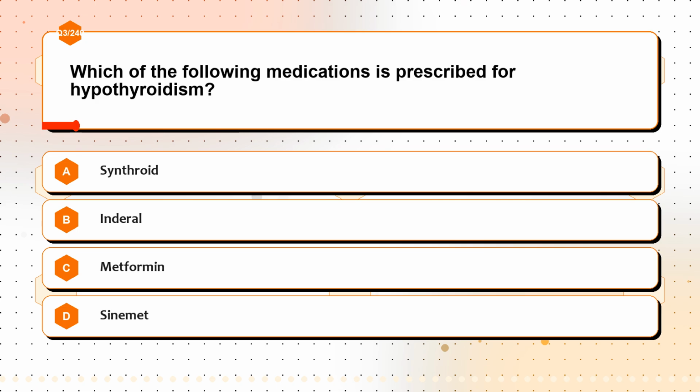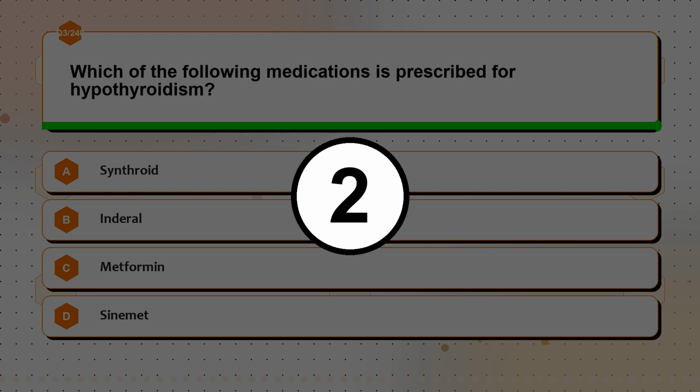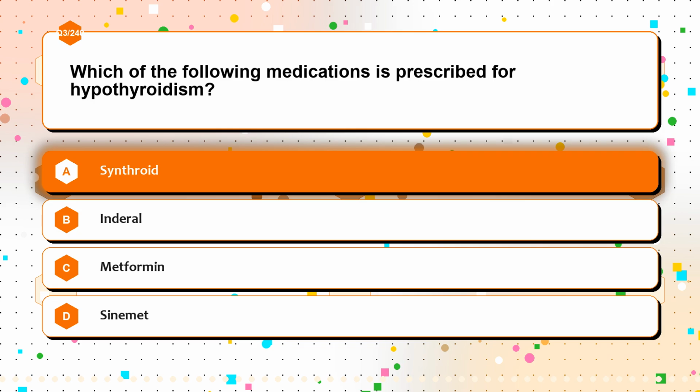Question 3. Which of the following medications is prescribed for hypothyroidism? Here are the options. Option A, Synthroid. Option B, Inderal. Option C, metformin. Option D, Cytomel. The correct answer is option A, Synthroid.